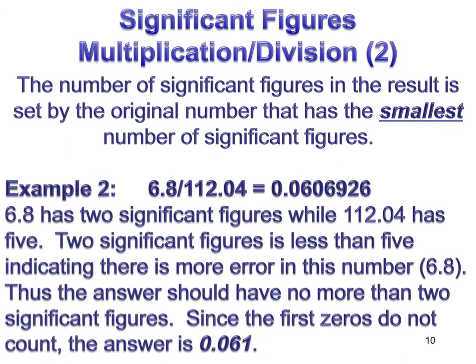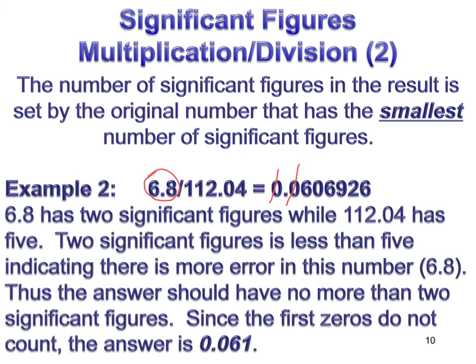Division works exactly the same way, seeing how it's the inverse operation of multiplication. So we're looking for the smallest number of significant figures in division. Here we have 6.8, which has 2 significant figures, and the 112.04 has 5 significant figures. So our answer is only going to have 2 significant figures. The 0 does not count as a significant figure. Neither does the second 0 count as a significant figure.